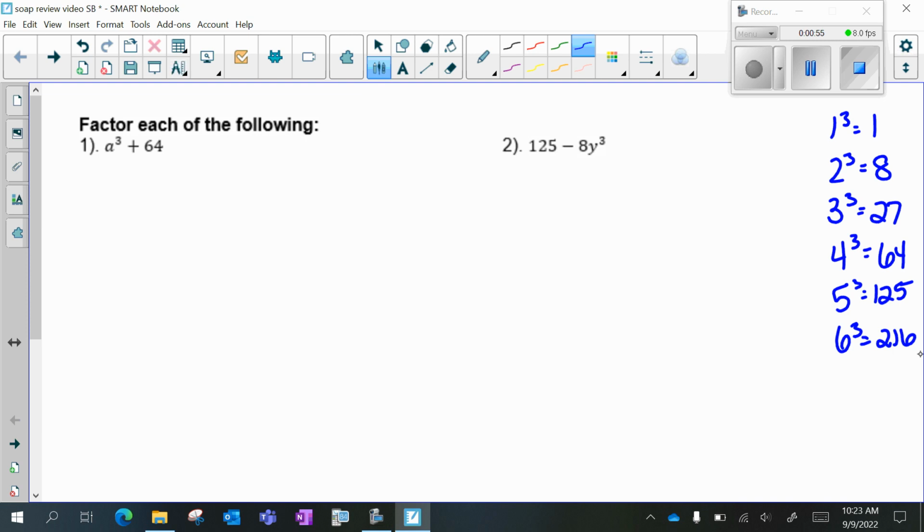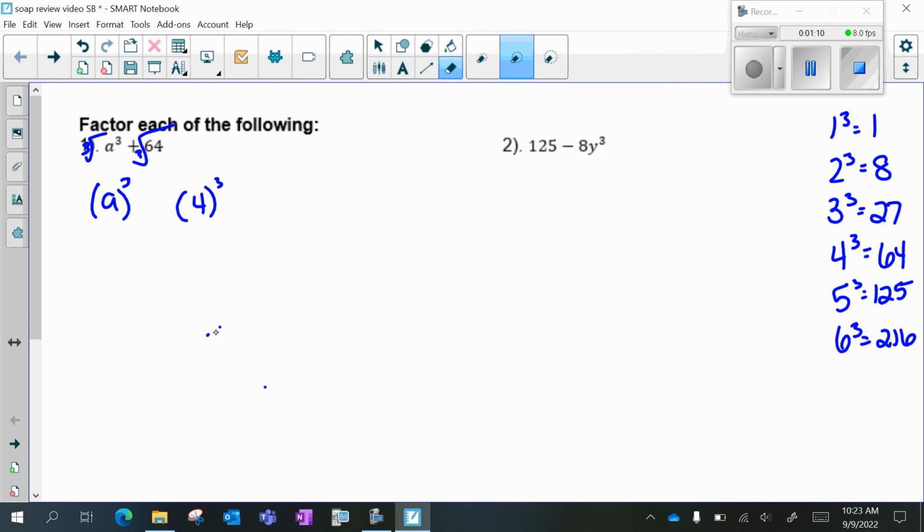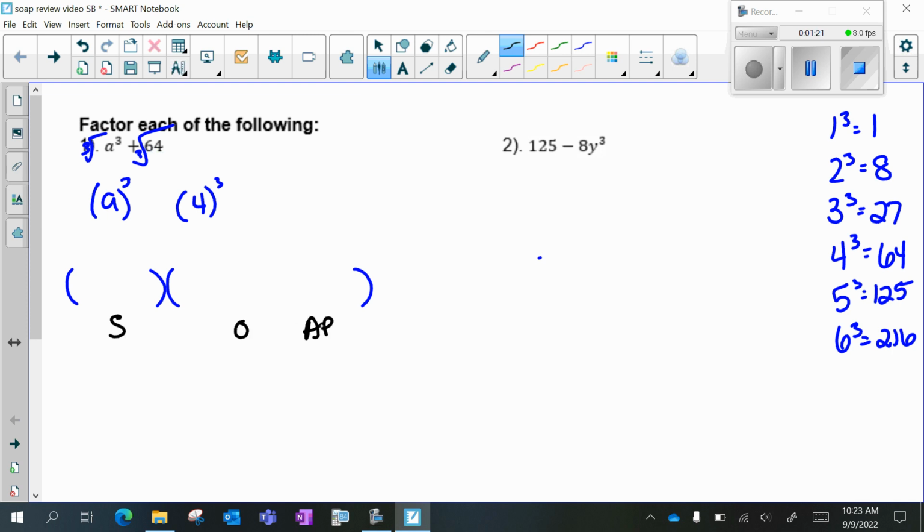So let's take a look at number 1. My first step is to cube root each term. Now I am going to set up my parentheses, and I like to use SOAP in order to do that. I always have a binomial times a trinomial, and we're going to use SOAP: same sign, opposite sign, always positive.